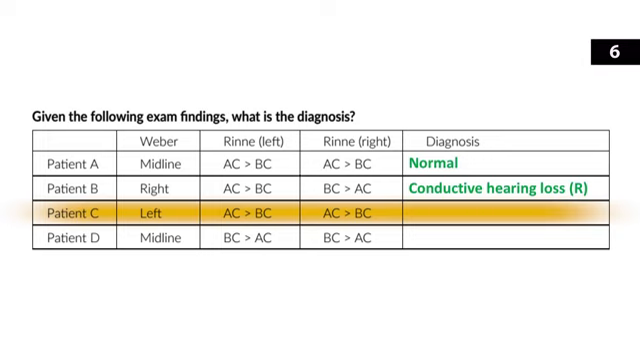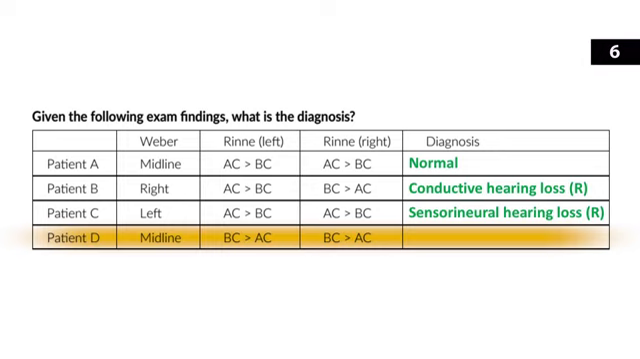So if the Weber test lateralized to the left, that must mean that there's sensory neural hearing loss on the right side, because in sensory neural hearing loss, the Weber test lateralizes to the side opposite the affected ear. So you see how important it is to do both tests. And in patient D, bone conduction is greater than air conduction in both ears, but the Weber test is normal. So in this case, you have bilateral conductive hearing loss. So that's how you interpret those.